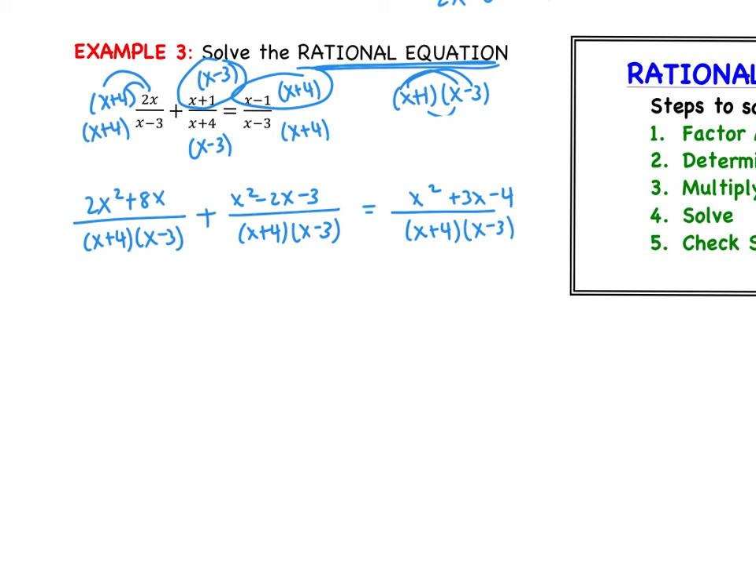Okay, why did we get a common denominator? On the left side, I can now add those fractions, because they have the same denominator. So that's what I'm going to do. 2x squared add an x squared is 3x squared. 8x minus 2x is a 6x. And then I have a negative 3. Right side I'm going to leave the same.